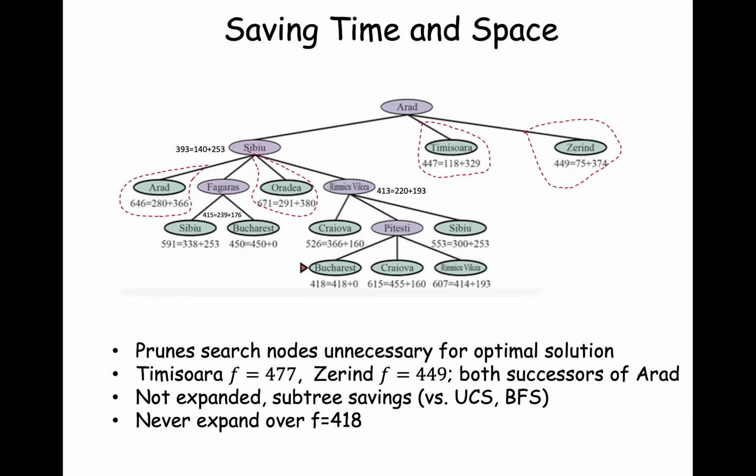And so in essence, we're pruning search nodes. And the search nodes that we're eliminating from consideration are those that are not necessary towards ultimately building optimal solution paths. And so we see that Timisoara in this example had an evaluative measure of 477 and Zerind of 449. These were both successors of that initial expansion of our start node Arad. But we didn't even consider these successors nor any other paths in trees rooted in these successors of Arad.